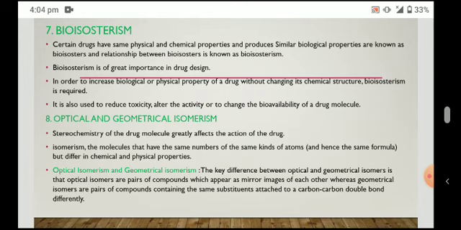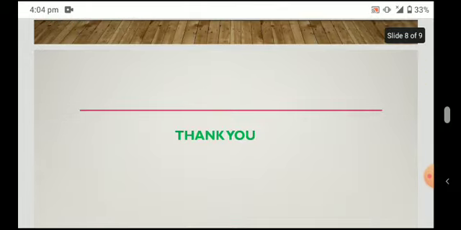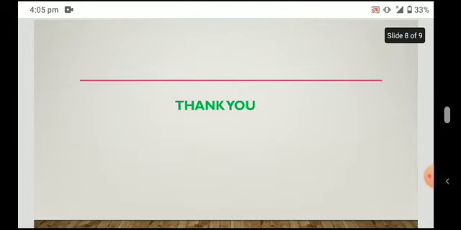Regarding optical and geometrical isomerism, there is one main difference: optical isomers are pairs of compounds which appear as mirror images of each other, whereas geometrical isomers are also pairs of compounds containing the same substituents attached to the carbon-carbon double bond but arranged differently. That is the main difference. So these are some of the 8 parameters that affect drug action.